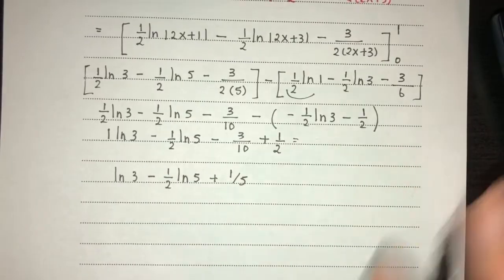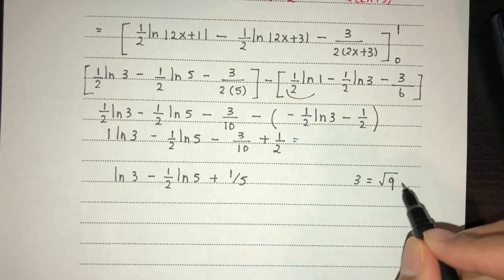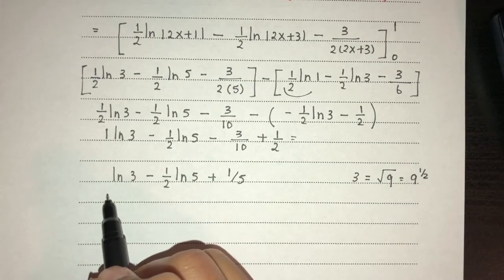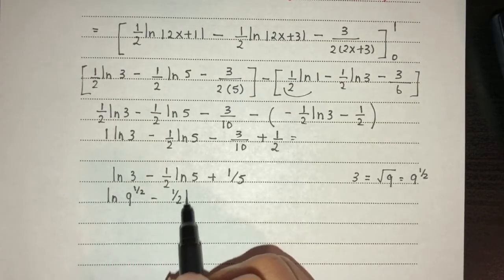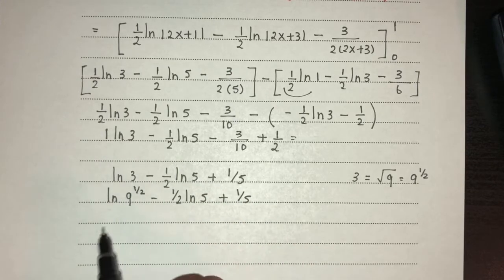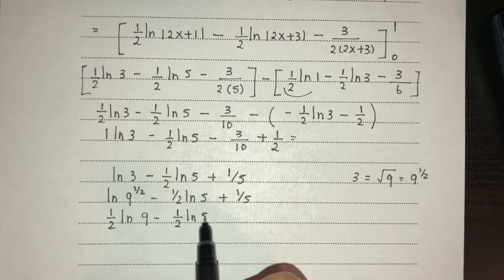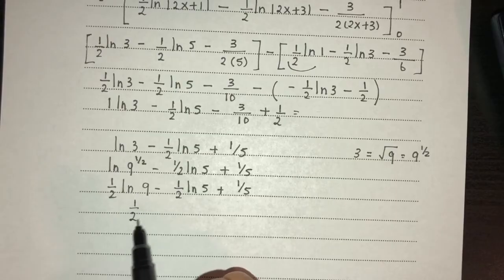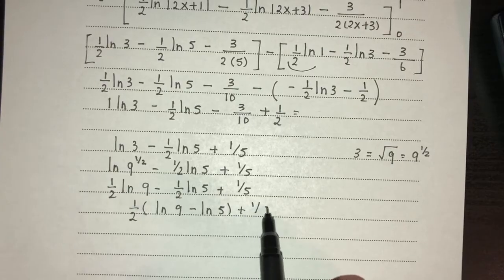So if you observe, we can rewrite 3 as what? 3 is equal to square root of 9, which is 9 power half. Now if you replace, ln of 3 will be ln of 9 power half. So here we have half ln of 5 plus 1 over 5. Now for the power, you can send this to the beginning. That will become half ln of 9 minus half ln of 5 plus 1 over 5. Now we can factorize the half outside. You will have ln of 9 minus ln of 5 plus 1 over 5.